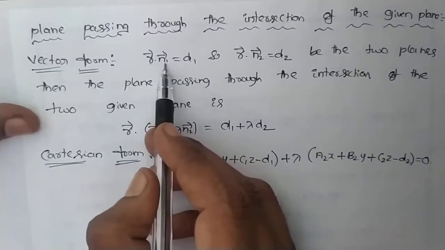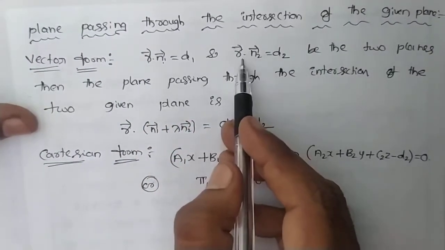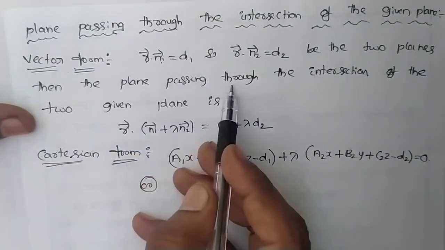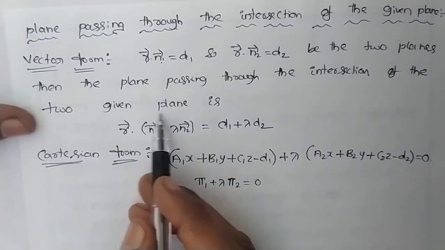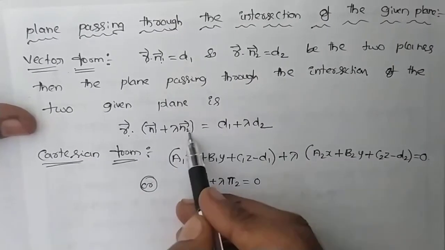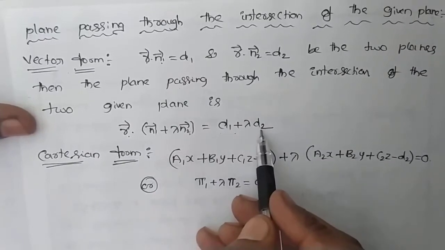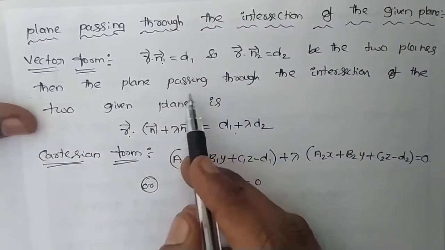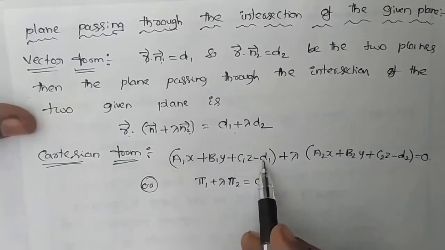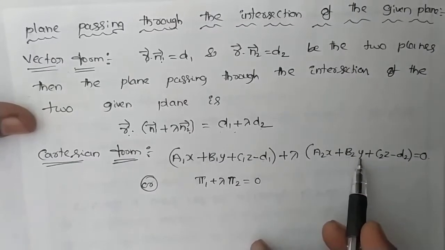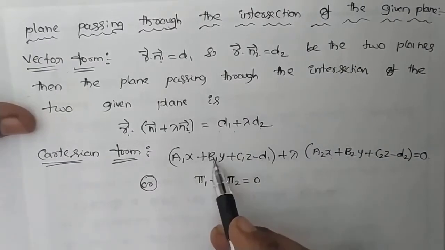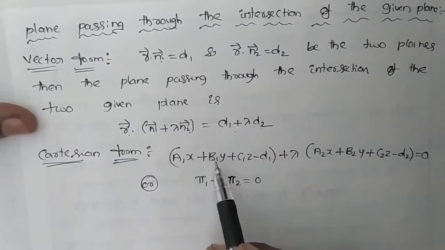Vector form. Let r dot n1 vector equals d1 and r dot n2 vector equals d2 be the two planes. Then the plane passing through the intersection of the two given planes is r vector dot n1 vector plus lambda n2 vector equals d1 plus lambda d2. It is the vector form. Next, Cartesian form: a1x plus b1y plus c1z minus d1, plus lambda into a2x plus b2y plus c2z minus d2, equals 0.